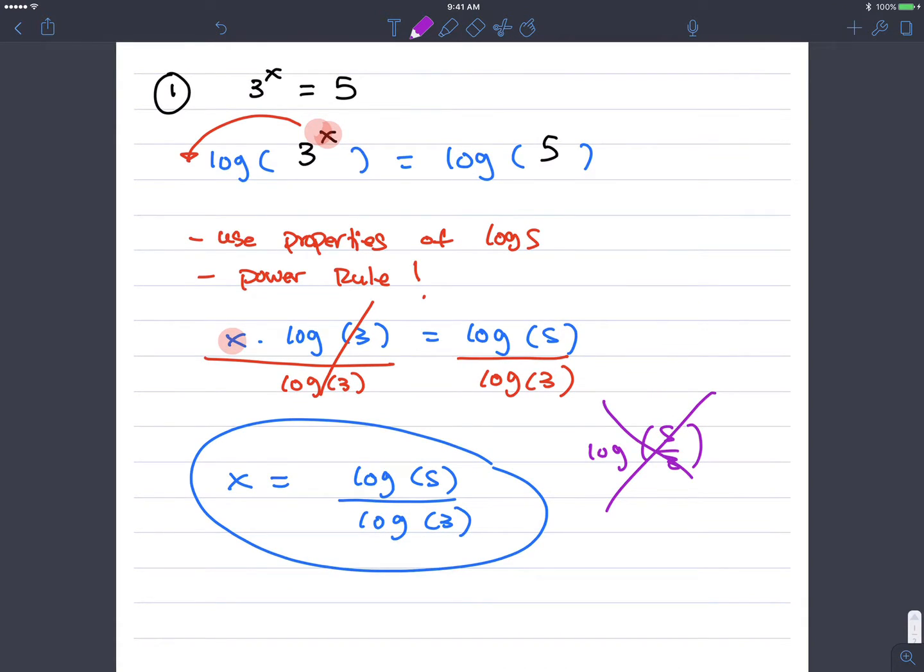We're going to use the same approach in every one of these problems. We're going to use properties of logs, the power rule, and take either the common log or the natural log of both sides. So let's take a look at question number 3.